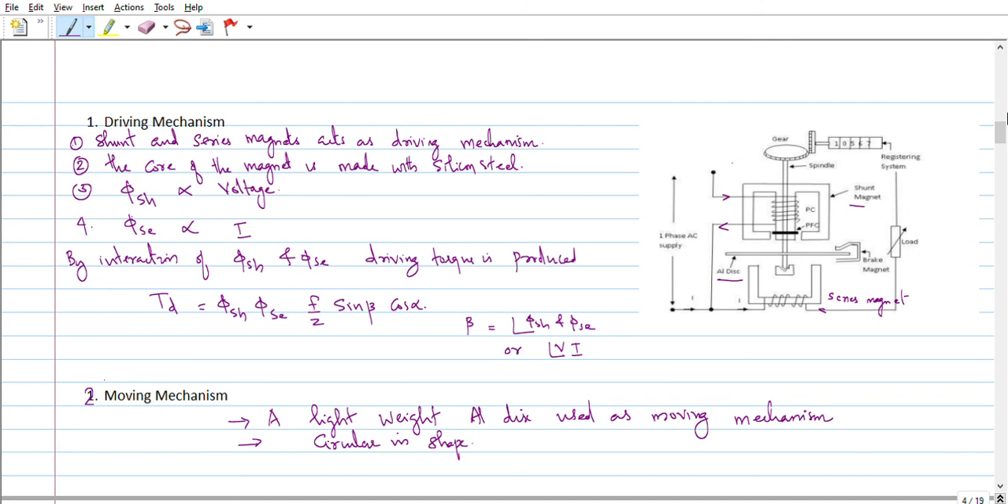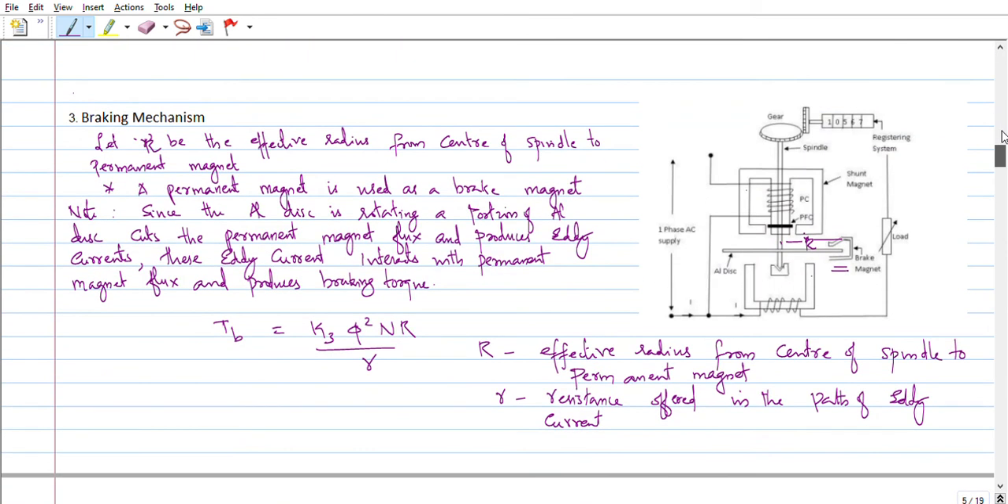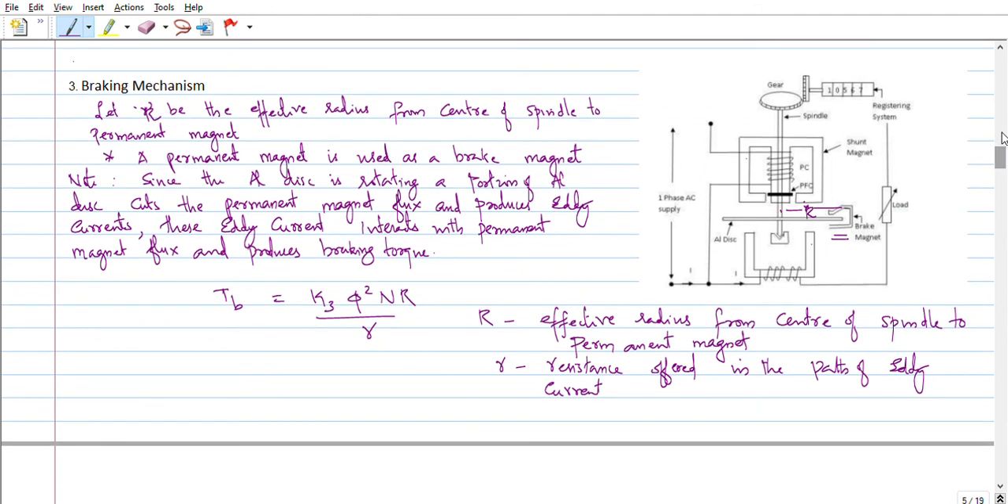φsh into φs into f by z into sin β cos α, where β is the angle between φsh and φs and α is the angle offered in the path of eddy currents. അല്ലേ, മൂവിംഗ് മെക്കാനിസം എന്ന് പറയുമ്പോഴത്തേക്ക് എന്താ, അലൂമിനിയം ഡിസ്ക് ആയിരിക്കും മൂവിംഗ് മെക്കാനിസം, then it is circular in shape. Then what is the braking mechanism? Braking mechanism പറയുമ്പോഴത്തേക്ക് permanent magnet can be used as a braking magnet.